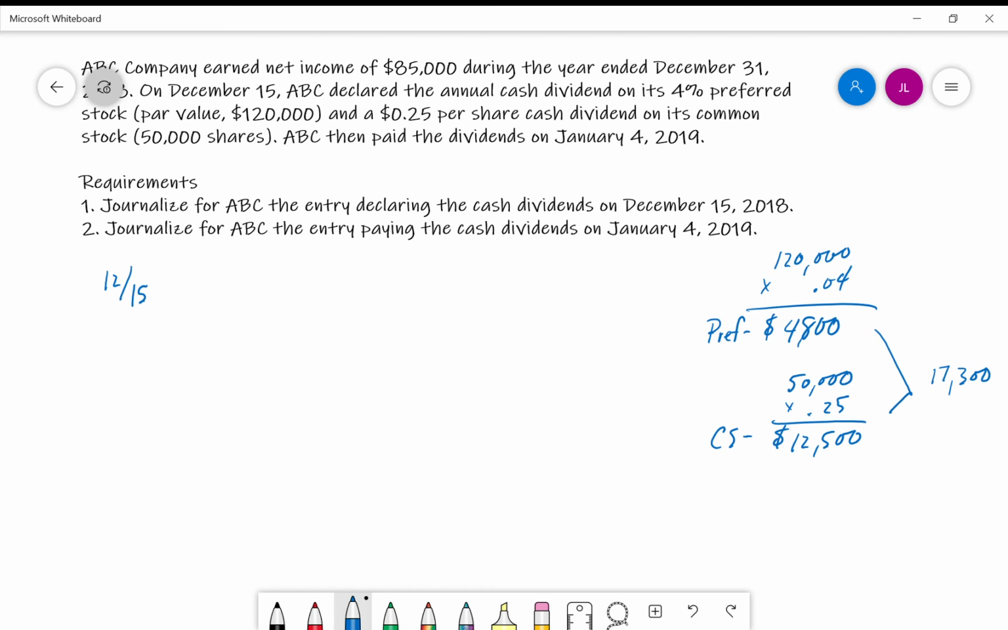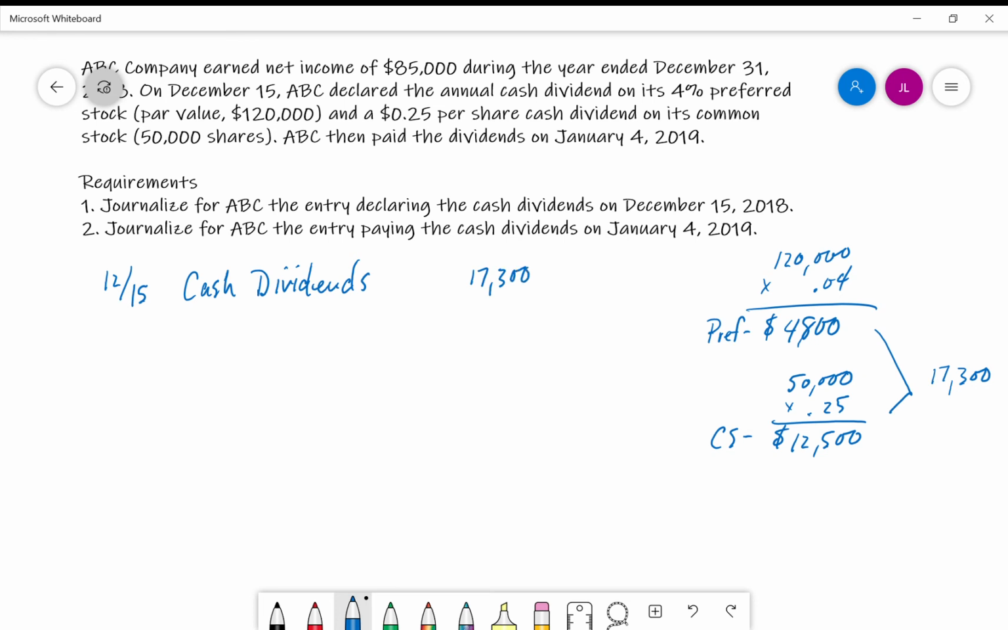So basically, normally we might think of this as just a dividend, but we're going to be looking at stock dividends as well. So we need to differentiate this, and the way we're going to do that is to debit cash dividends, signifying that these dividends are paid in cash. These aren't stock dividends, anything else but cash, and the amount is $17,300.